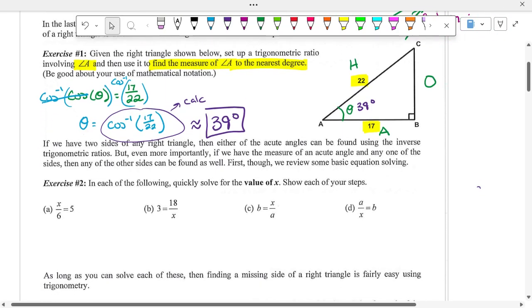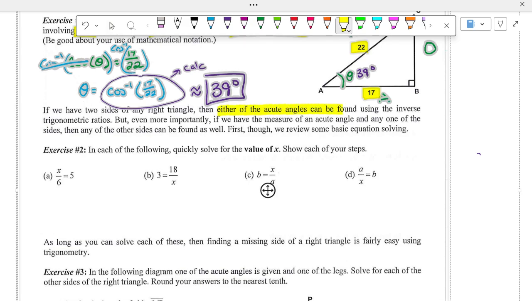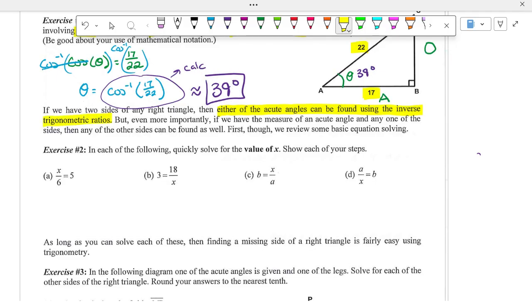So that was review. Now, if we have two sides of any right triangle, then either of the acute angles can be found using the inverse trigonometric ratios, as long as we have two sides of the right triangle. But more importantly, if we have a measured acute angle and any one of the sides, then any of the other sides can be found as well. And that's what we're going to be exclusively talking about today: how to find missing sides.